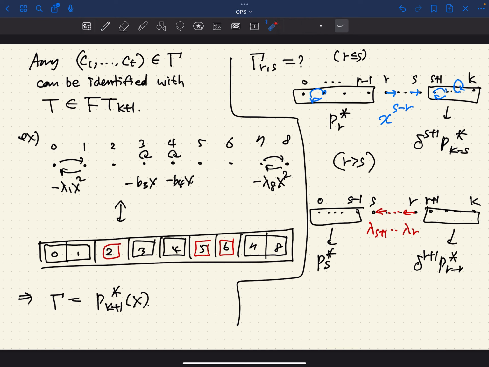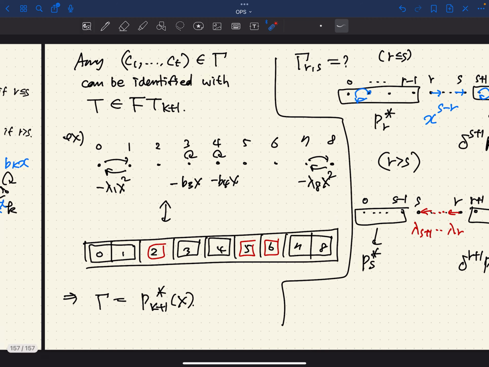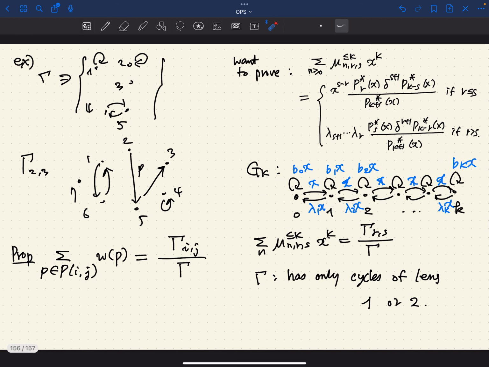And combining this result, we get the second proof of that theorem. Okay. Yeah, I might have made a mistake here, but I will fix this in the lecture notes.